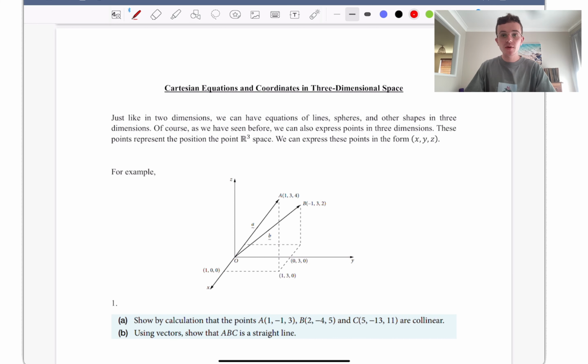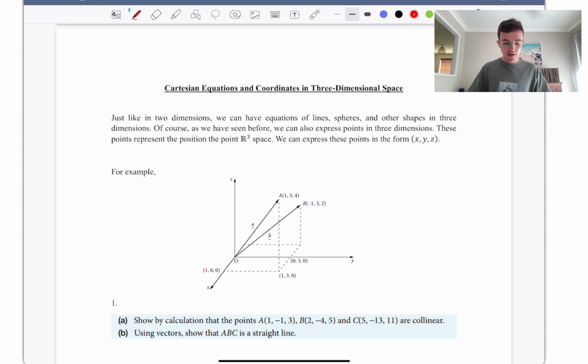Hello everyone, today we're going to have a look at Cartesian equations and coordinates, and also coordinates in 3 dimensions. So just like in 2 dimensions, we can have equations of lines and spheres and other shapes in 3 dimensions. Now of course, as we've seen before, we can also express points in 3 dimensions.